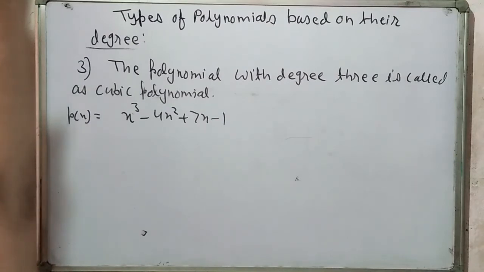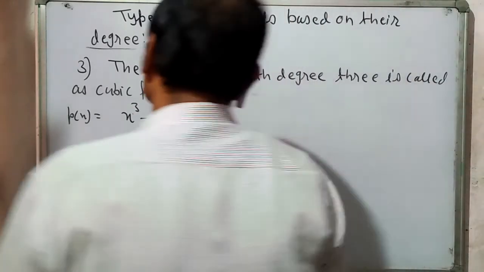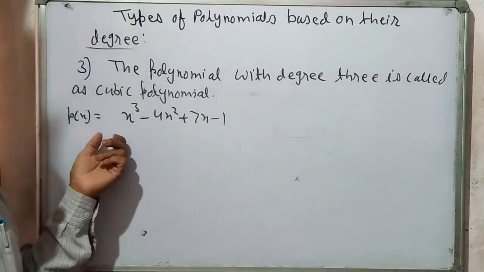So why is it cubic? Because the degree of the variable is 3. And of course, if I draw a graph of it between p(x) and x, what I will see is that this graph will intersect the x-axis in maximum 3 points.